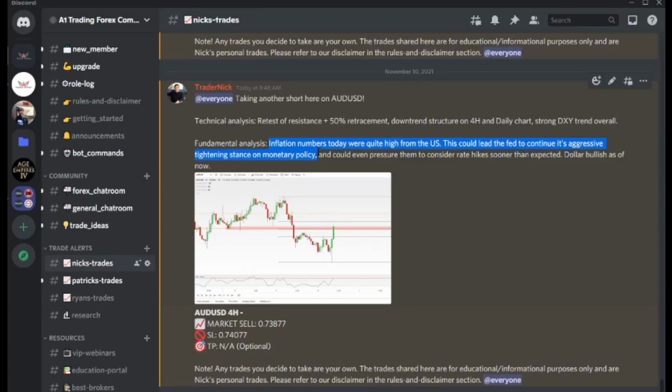I've been dollar bullish for the last several months, so we'll see if that can continue, and could even pressure them to consider rate hikes sooner than expected. So overall, dollar bullish position, and now my stance is clear with an AUD USD short. So there was the entry.